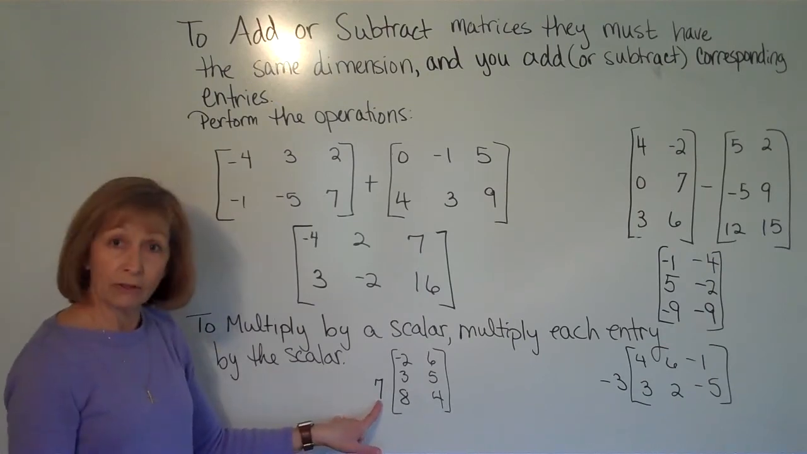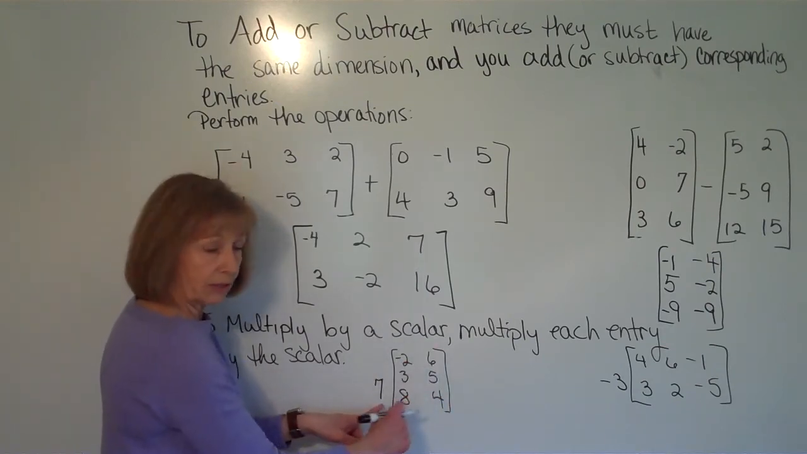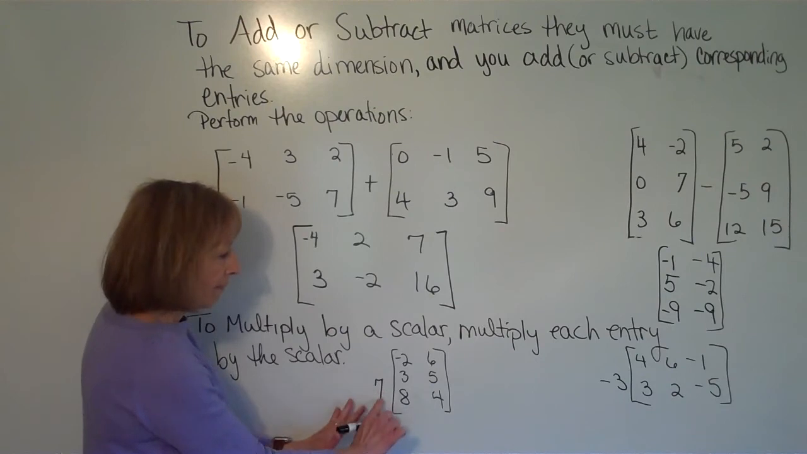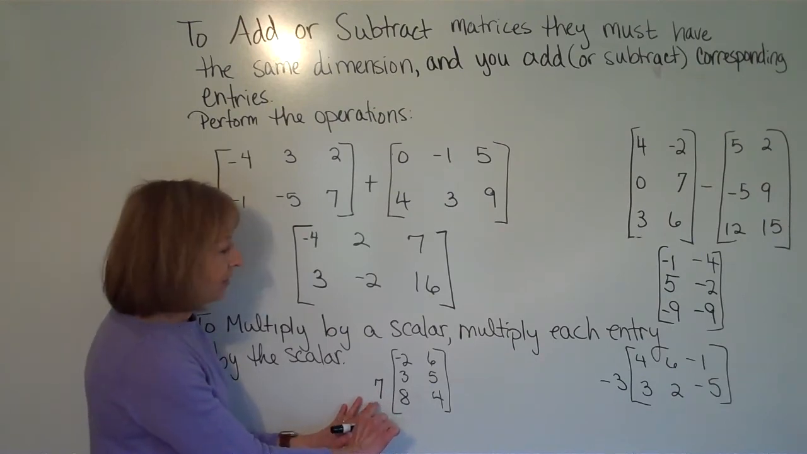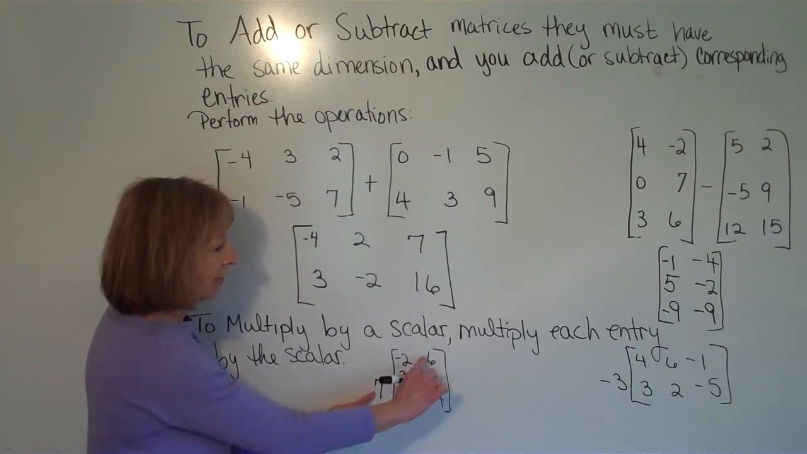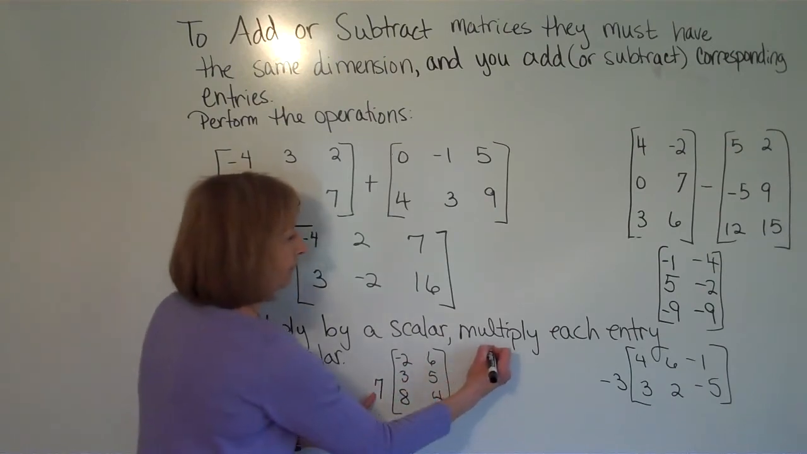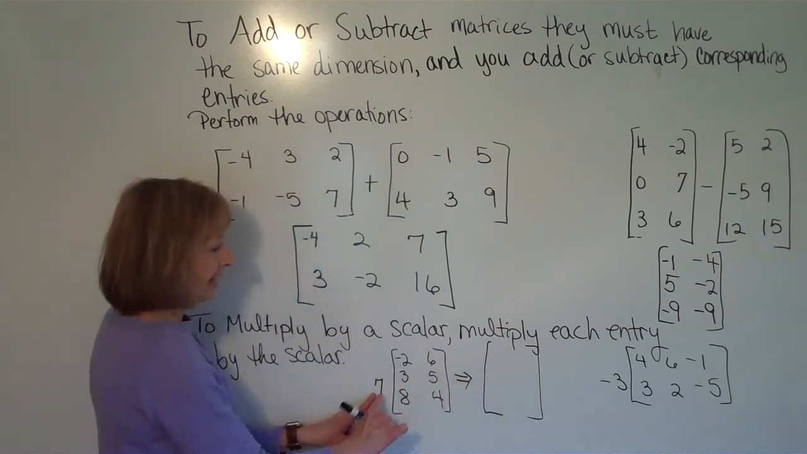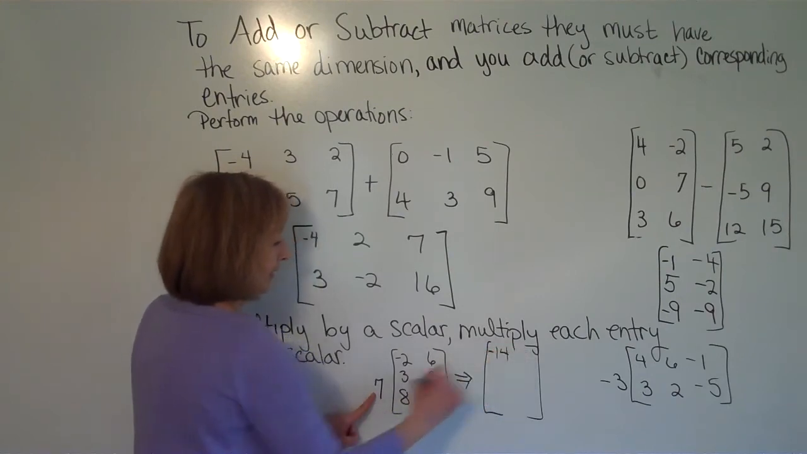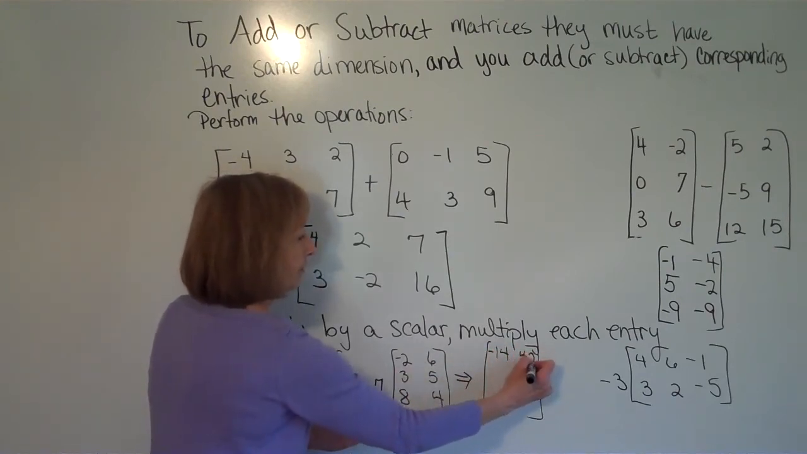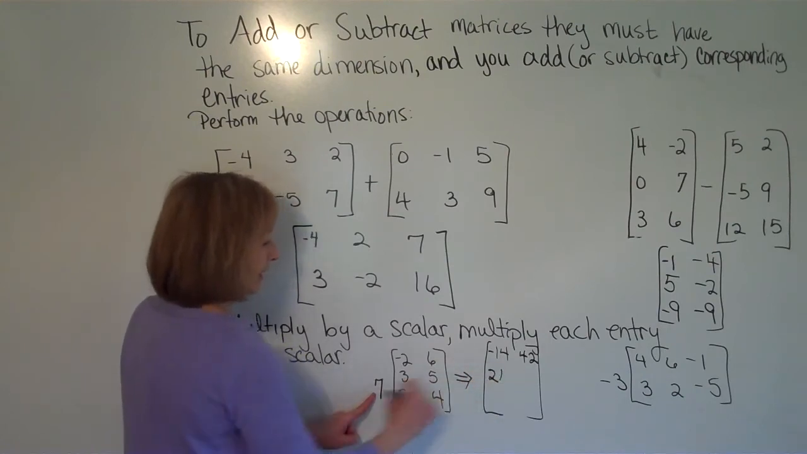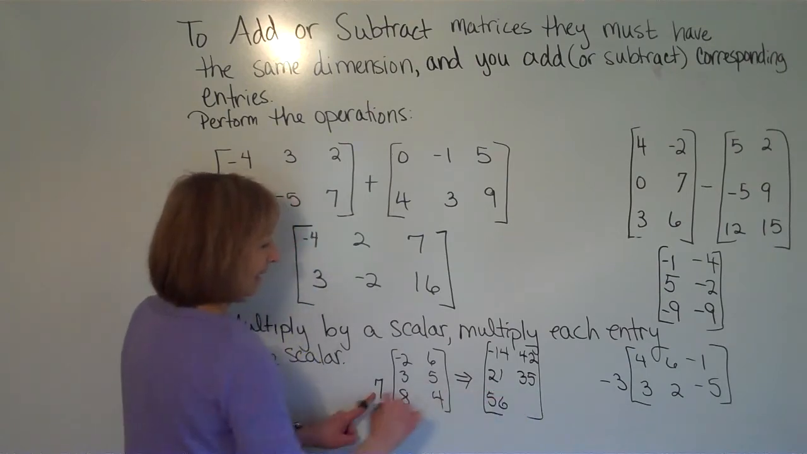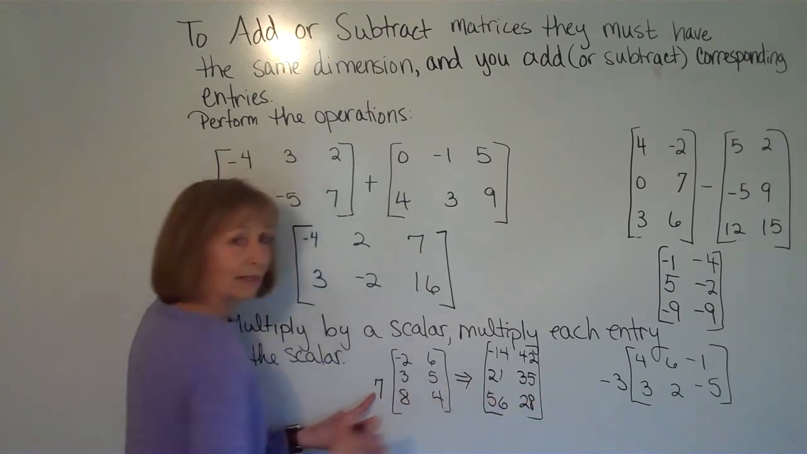So here I have the scalar 7 multiplied to this matrix, so a number multiplied to the matrix. They might have a raised dot in between, or they might just have that number sitting in front of it. To carry out the scalar multiplication, I just multiply each entry by that value. So what we will get is 7 times -2 is -14. 7 times 6 is 42. 7 times 3 is 21. 7 times 5 is 35. 7 times 8 is 56. And 7 times 4 is 28.